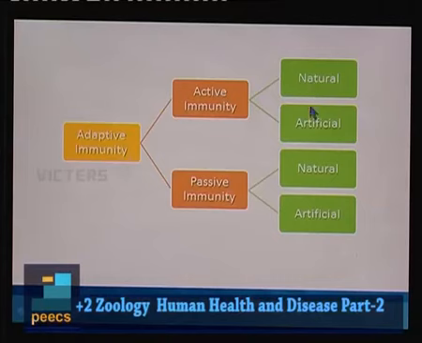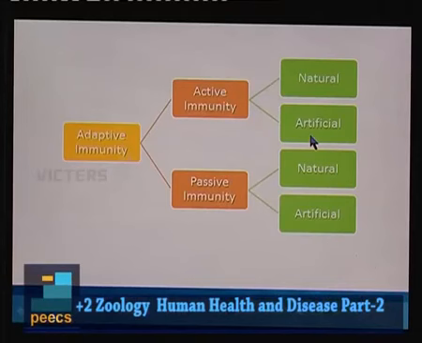In the artificial type of active immunity, we deliberately inject antigens, but remember these antigens are in a killed form or in an inactivated form. So, killed or attenuated antigens, when they are injected into our body, will also activate our immune system. This is what is called vaccination. So, vaccination comes under the artificial type of active immunity.